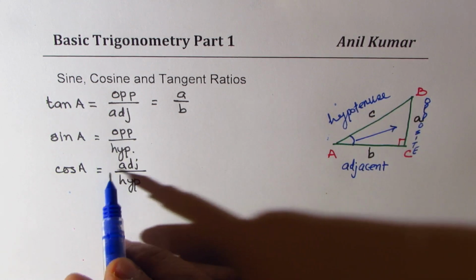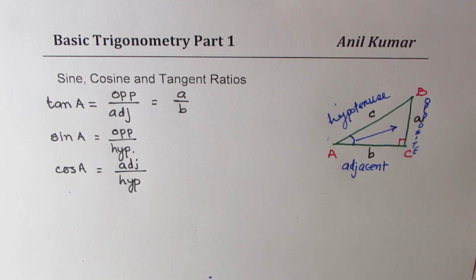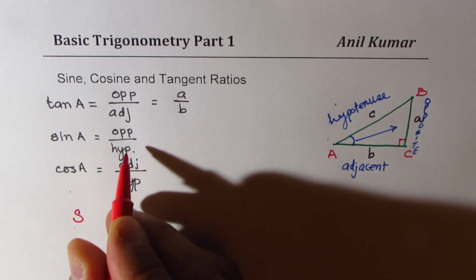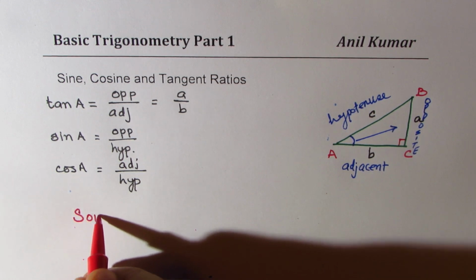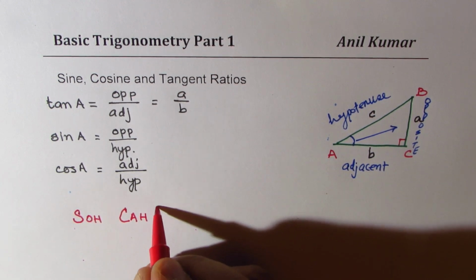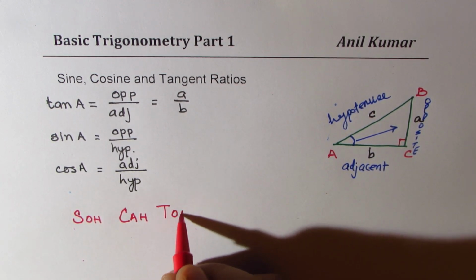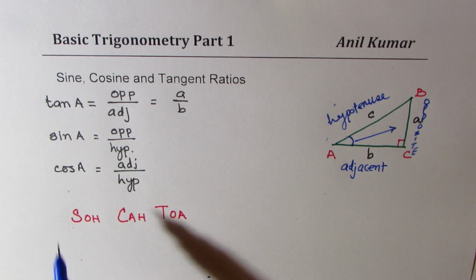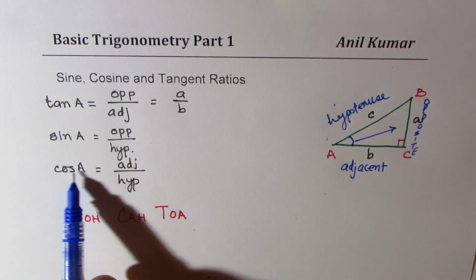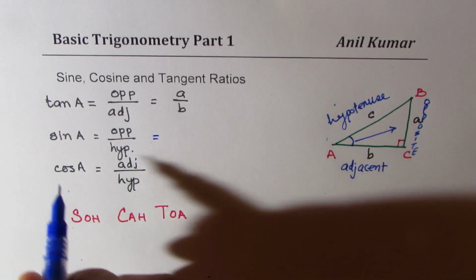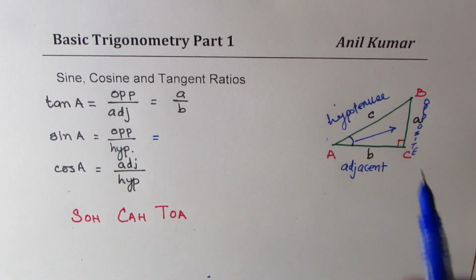To remember, what we really do is use an acronym which says SOHCAHTOA. Sine, S, is opposite over hypotenuse. Cosine is adjacent over hypotenuse, and tan is opposite over adjacent, correct? So that is the acronym which we use to find trigonometric ratios. Now all these ratios relate an angle with the sides of a right triangle. Perfect? So in our case, sine of A is going to be what?